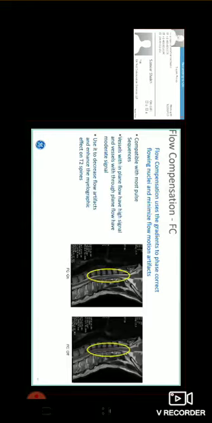We will discuss briefly some of the imaging options. The list is too long and I cannot complete the whole list in this limited time. However, I can cover the most frequently used imaging options and how to improve your image contrast and eliminate the artifacts. Okay, the first one is flow compensation.